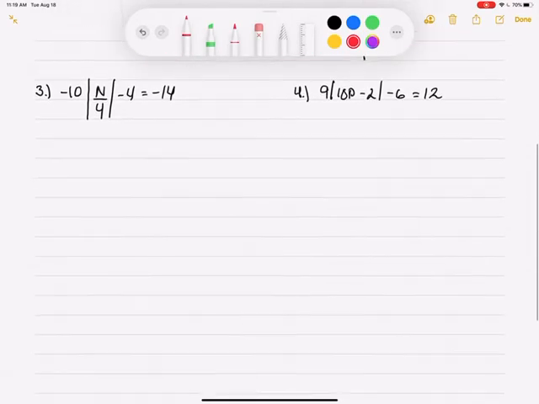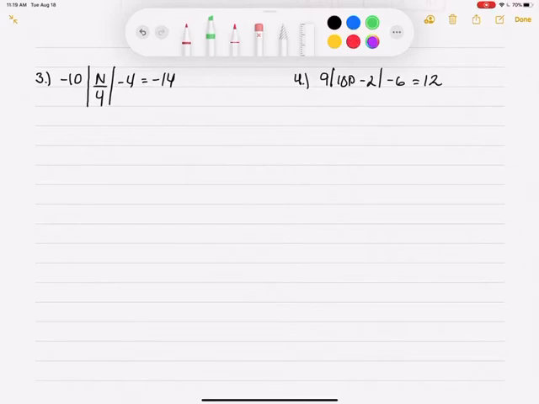In examples 3 and 4, same deal. My absolute value portion of my equation needs to be completely by itself. So in example 3, I need to move the negative 10 and the negative 4. Well, if you notice, negative 10 is being multiplied by the absolute value, so I can't move that first. What I have to do is move the negative 4 first by adding 4 to both sides. This gives me negative 10 times the absolute value of n divided by 4 is equal to negative 14 plus 4, which is negative 10.